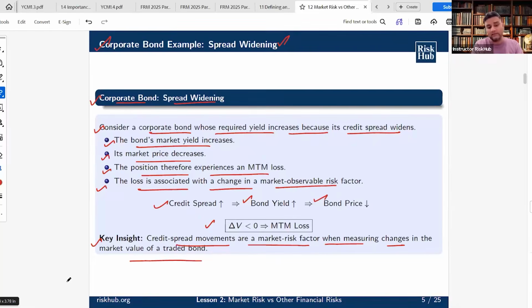I want to add a technical clarification here. The first arrow assumes the risk-free rate is unchanged. Yield equals the risk-free rate plus the spread. So a widening spread can coincide with falling government yields and leave the total yield flat or lower. Where it is used, this is why credit spread risk sits inside trading book market risk measurement, and spread is treated as a risk factor alongside rates and equity prices.